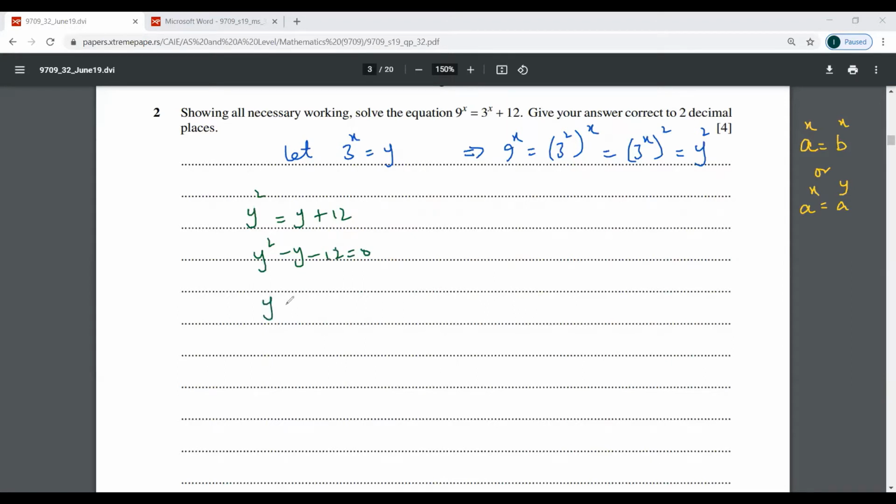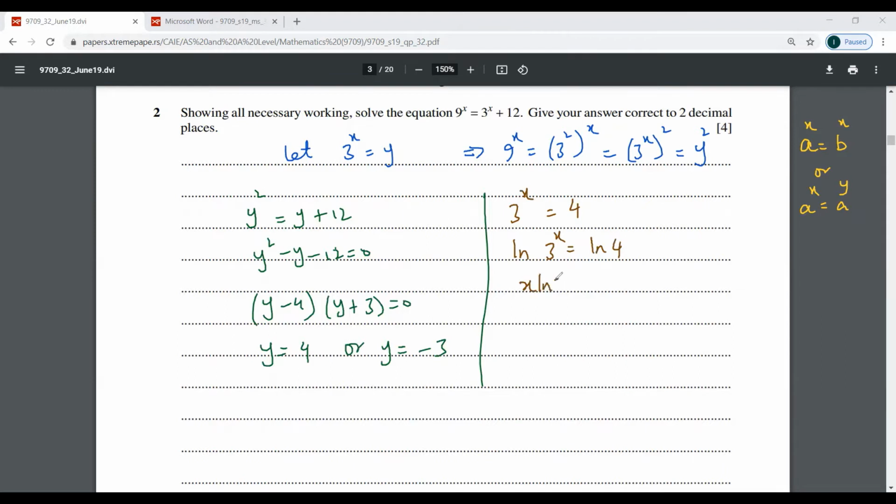This is clearly going to be y minus 4 into y plus 3 equal to 0. So your y is 4, or your y is equal to minus 3. Now you put them back equal to 3 raised to power x, because we were not supposed to just find the value of y. We are basically looking for the value of x. So when your y is 4, that means 3 raised to power x is going to be 4. So you apply the logarithm on both sides, ln 3 raised to power x equals ln 4. This is x ln 3 equals ln 4, so x is going to be ln 4 over ln 3.